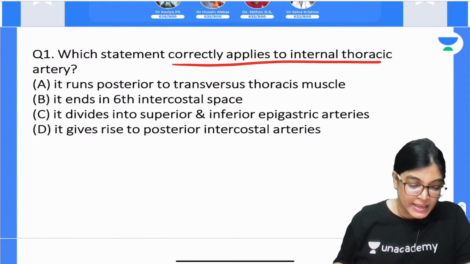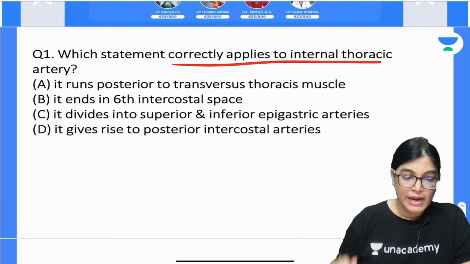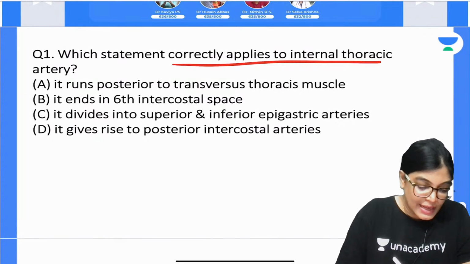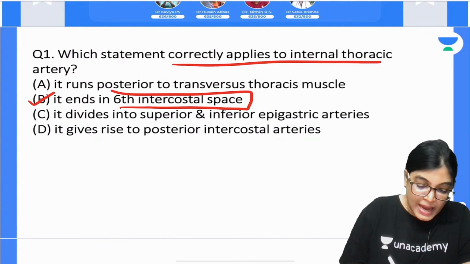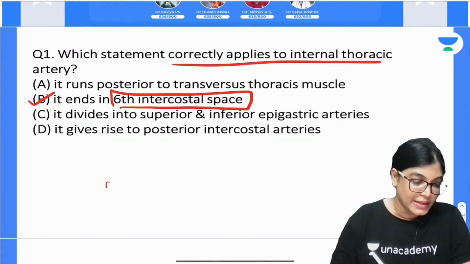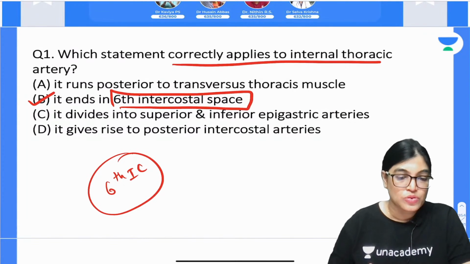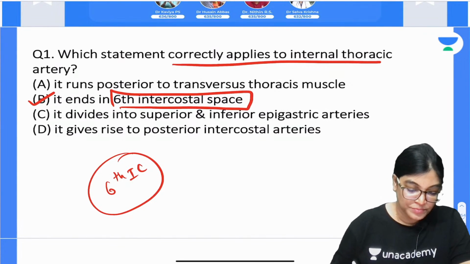Okay, so let me give you the correct answer. Don't worry if you are not confident about the answer. I will explain it. So actually the correct answer is B. Why? Because it is ending in the 6th intercostal space and dividing into terminal branches. Its 2 terminal branches are superior epigastric and musculophrenic arteries.